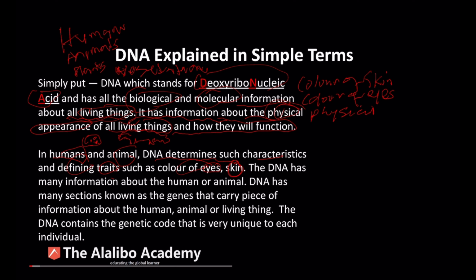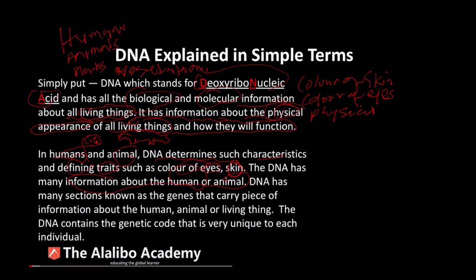The DNA has information about humans and animals and all of the living things, and information is very critical to understanding how we live and function. And this is very important.